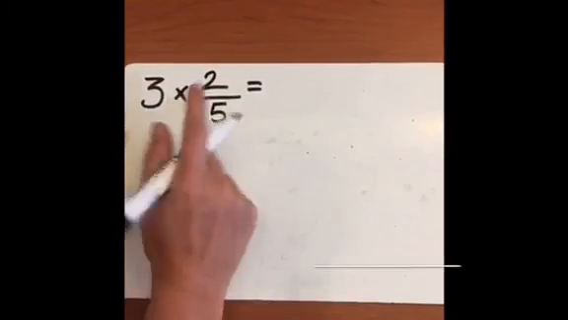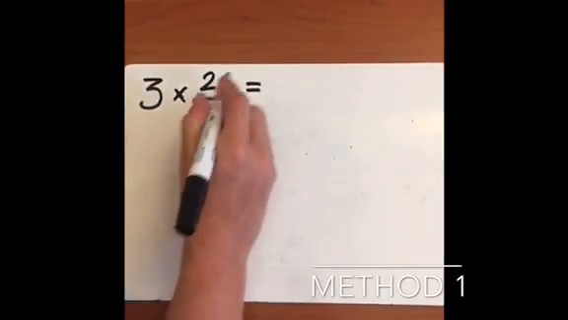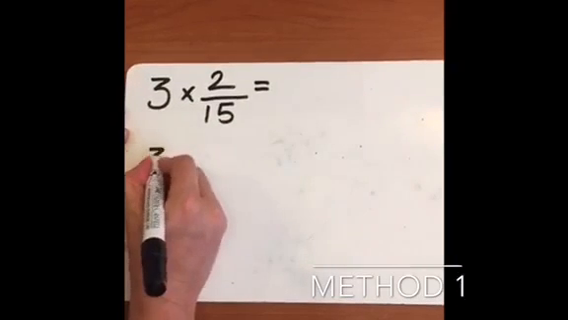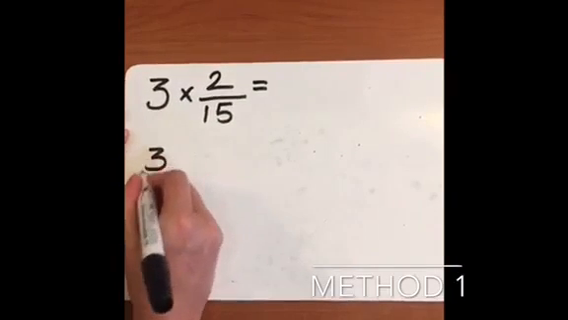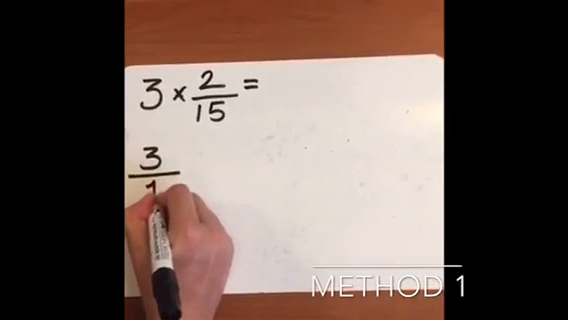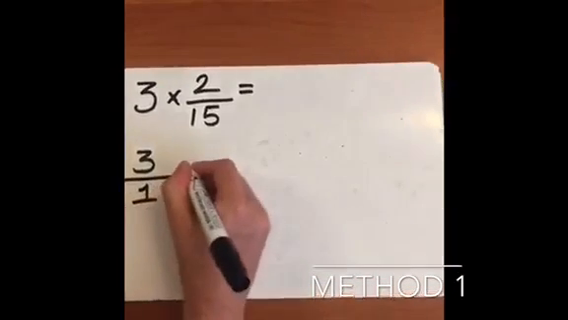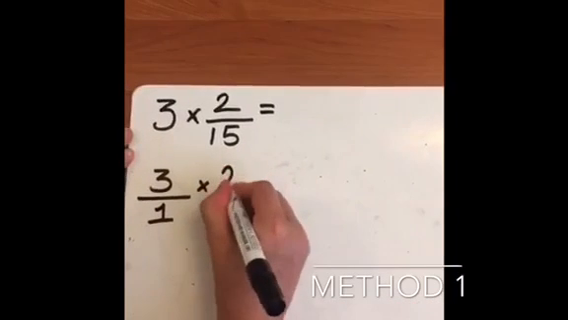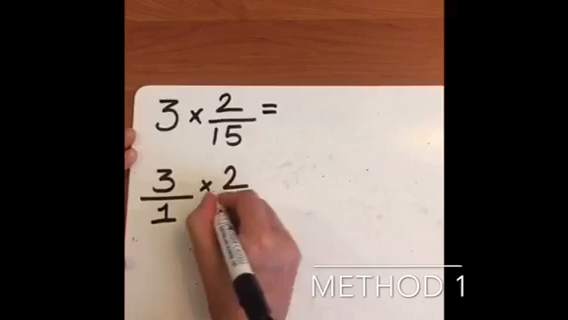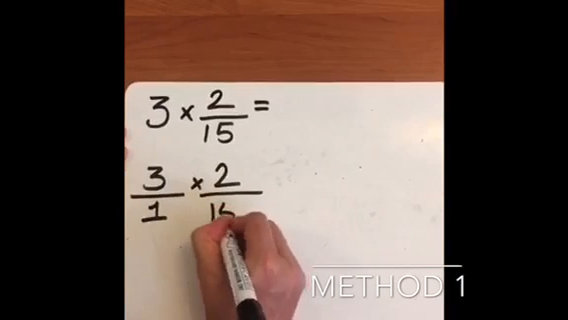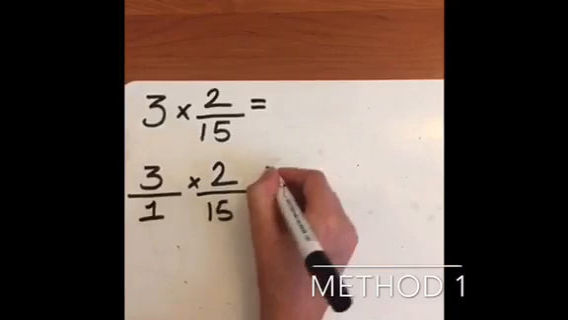Miss Sheldon's going to start by writing her calculation, which is 3 times 2/15. Now, any whole number can be written as a fraction if we do it over 1. So, for example, 3 over 1, and that is because any whole number divided by 1 is the whole number itself. So, 3 over 1 times 2 over 15, and then we're going to do that in exactly the same way that we did the other multiplication questions.